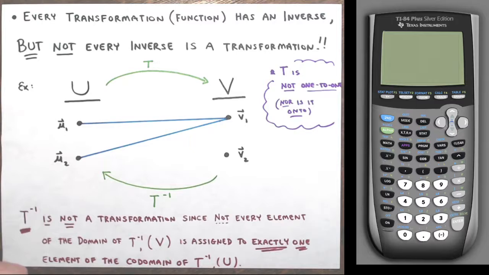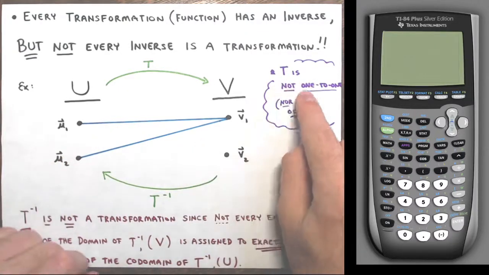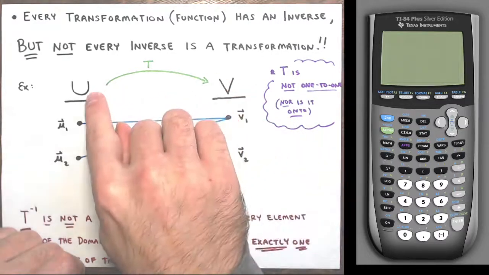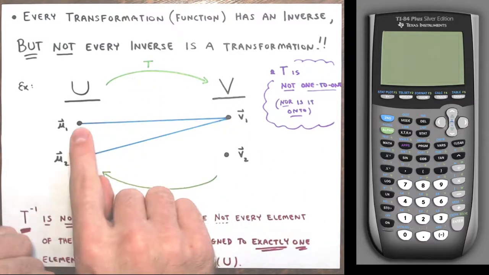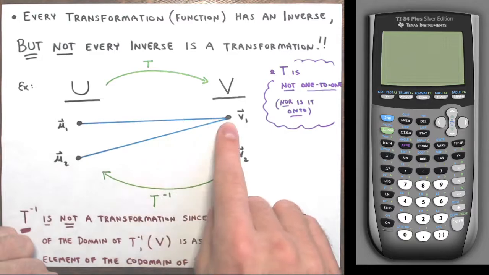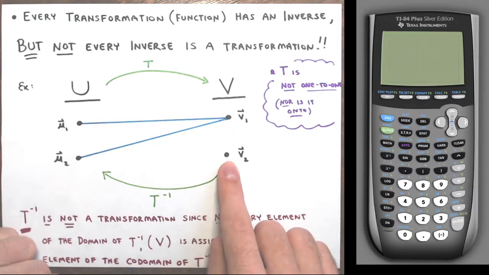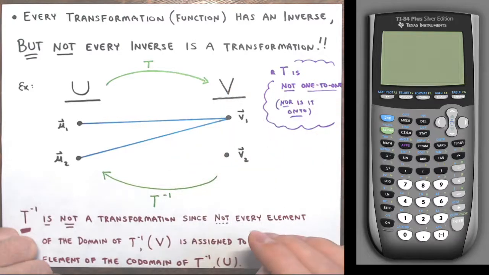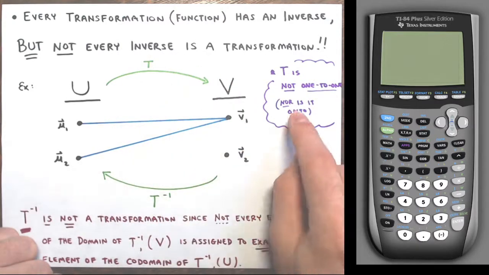Remember that was against the definition of one-to-one. In a one-to-one transformation, or one-to-one mapping, two different inputs map to two different outputs. That's not happening here. So T is not one-to-one, nor is it onto. Looking at T from U to V, both of these elements from U map to V1. But this element here in the codomain V, V2, is not even mapped to. So the range of T is not all of V, therefore T is not onto either.